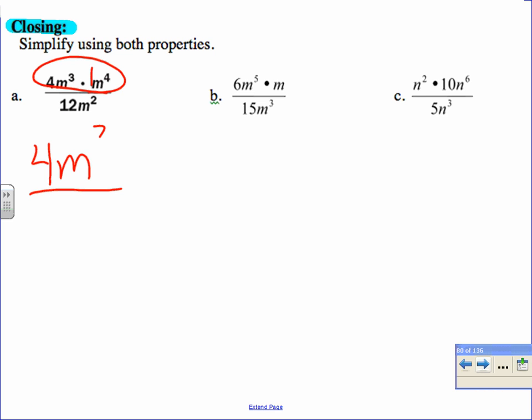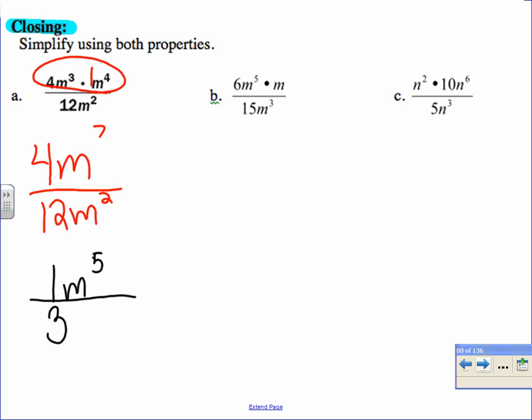Now, is there anything to simplify in the denominator? Can we simplify the denominator? No. So rewrite your 12M squared. Okay, now that the numerator and denominator are simplified, now we just simplify the entire problem. Emma H, 4/12 is really what? Good, 1/3. M to the 7th over M to the 2nd becomes what, Annalise? Good.